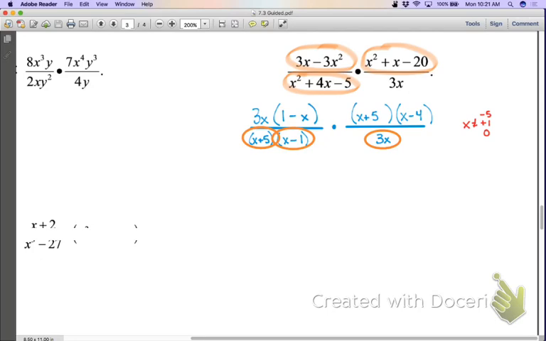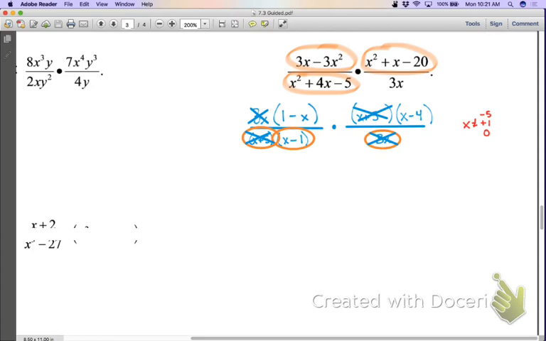So from here, then it just becomes getting rid. What can we get rid of on the top? What can we get rid of on the bottom? What's the easy one? 3x. Gone. Gone. What else can we get rid of? X plus 5. And x plus 5.